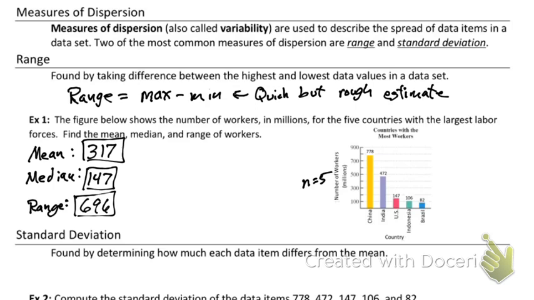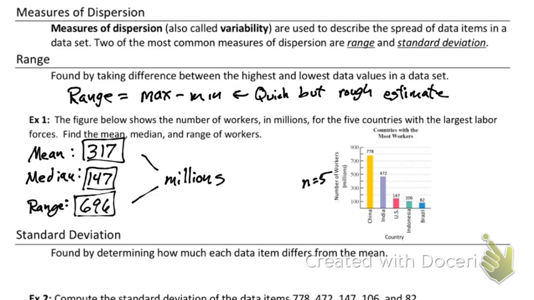That's a pretty big number. That's a pretty big difference between our top and our low end. So our range is actually 696 million, correct? All these should be in millions if you think about it. So really these are all in millions. All right, so that's quite a big difference between China and Brazil. Kind of what it shows for our dispersion. The bigger the number, the further apart our data is, the more spread apart our data is.